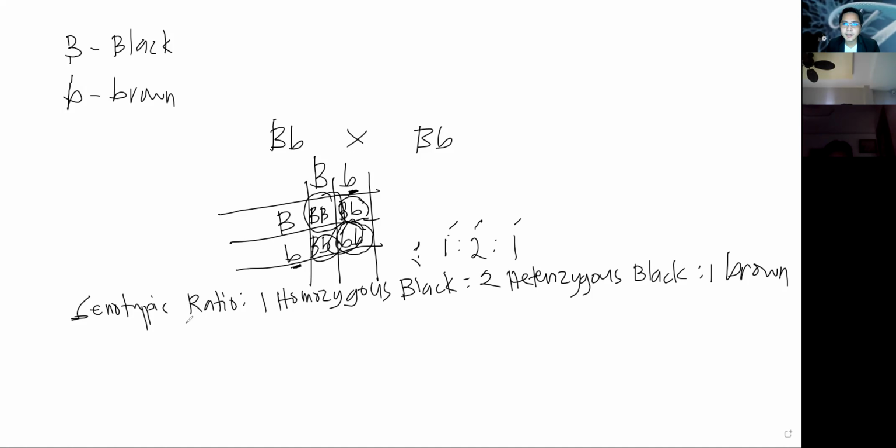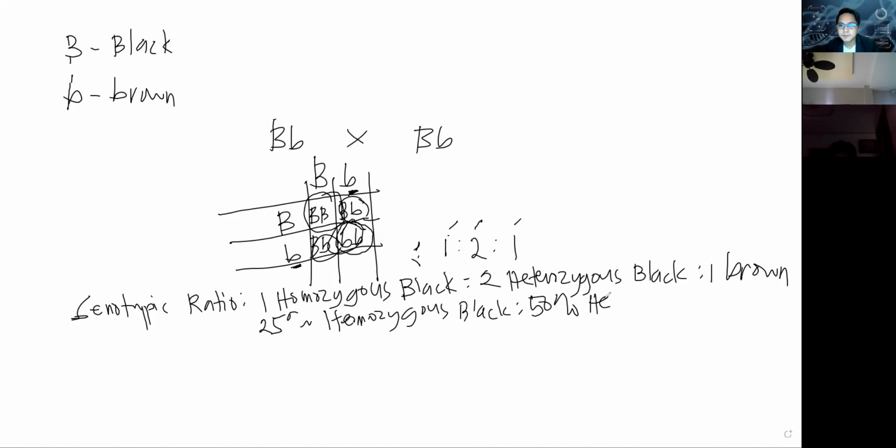Or we can have this one. You can always use the percentage if you want. 25% homozygous black is to 50% heterozygous black is to 25% brown.